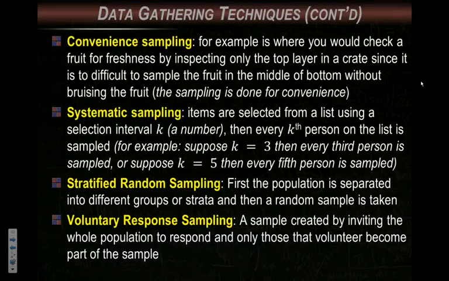Convenience sampling is when you want to check, for example, at the supermarket, is this fruit fresh? You would only maybe grab one or two, say, apples right off the top of the pile because it would be inconvenient for you to dig further down and get an apple off the bottom of the pile. So for convenience, we just sample a few of the apples up on the top. This makes life a little bit easier for us.